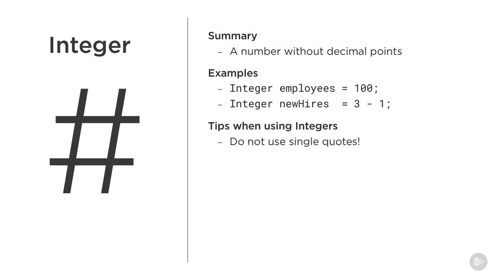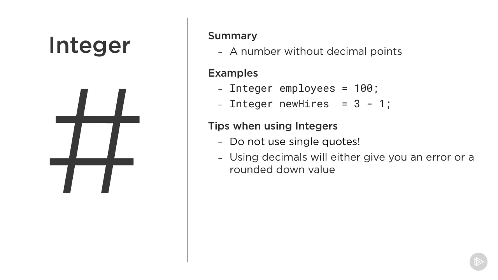First off, notice how I did not use single quotes around the numbers. That stuff is for strings only. Next, if you even try to store a decimal value in an integer, you're gonna get an error. You might try to be clever and try to trick your code and do something like 3 divided by 2, but in the end, integers only store numbers without decimal points, so your number is gonna get rounded down. In terms of related Salesforce field types, the number field type with no decimal places is the brother of the integer.